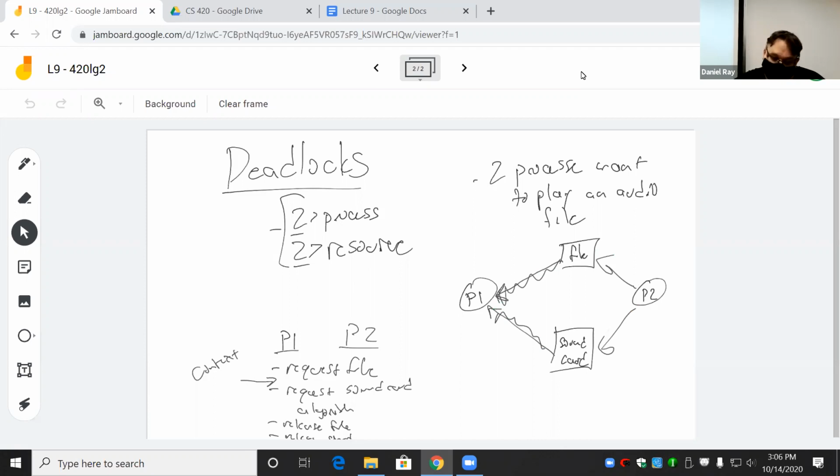But look how simple it is to turn this into a deadlock. Now I'm going to reverse the requests for process 2.